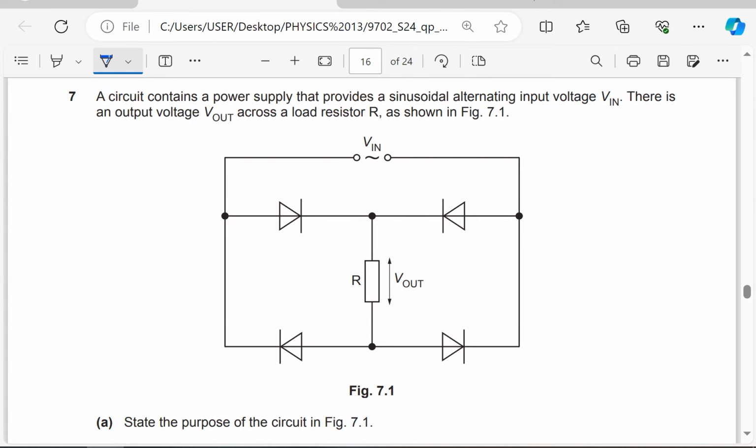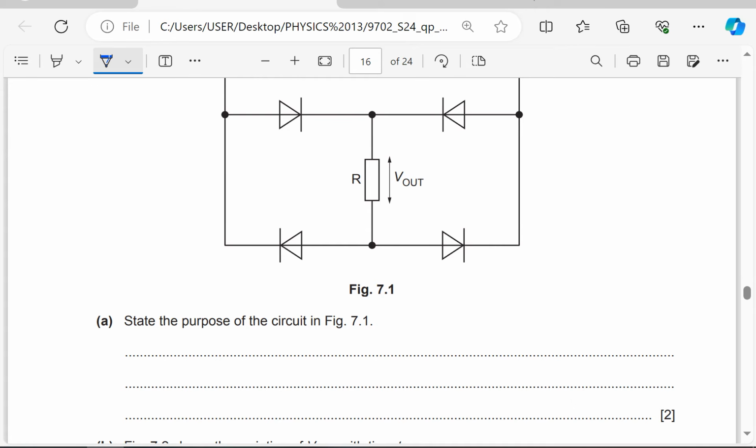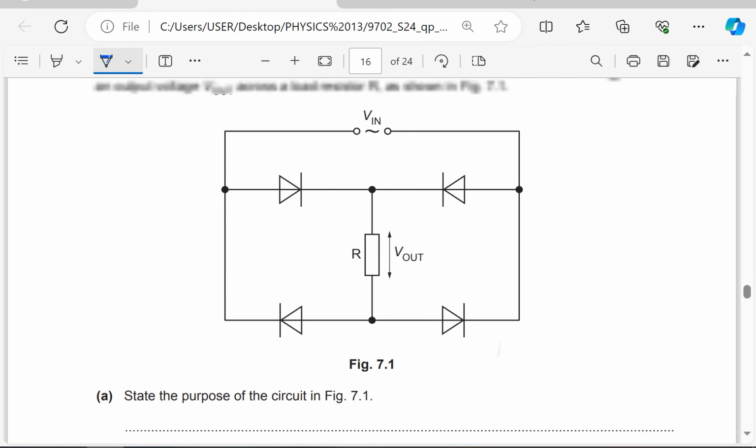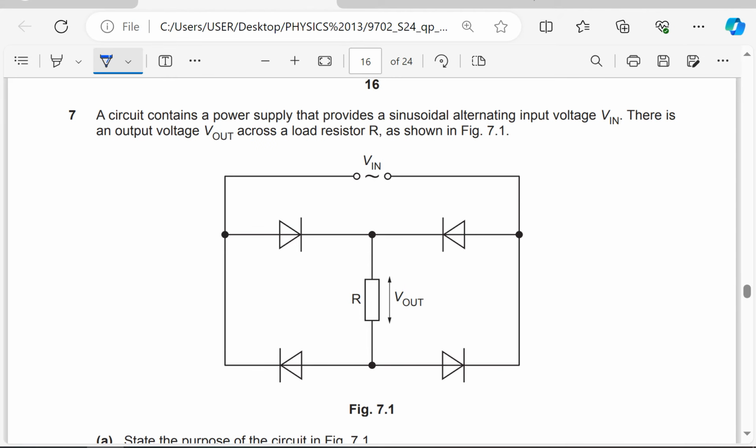Question 7. A circuit contains a power supply that provides a sinusoidal alternating input voltage V in. There is an output voltage V out across a load resistor R as shown in the figure. Set the purpose of the circuit. Let me check. Isn't this a full wave rectifier? So if this is positive and this is negative, current will flow like this. It won't take this route to enter from this point to the load. Then it will continue. It will take this route and come back here for the first half cycle.